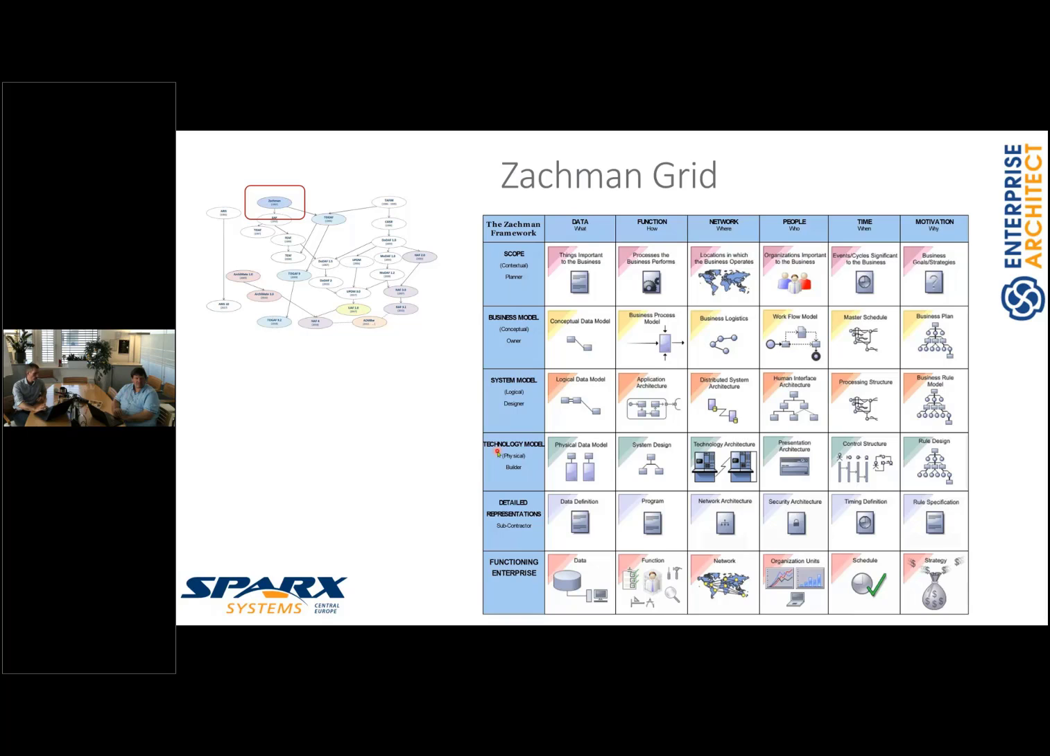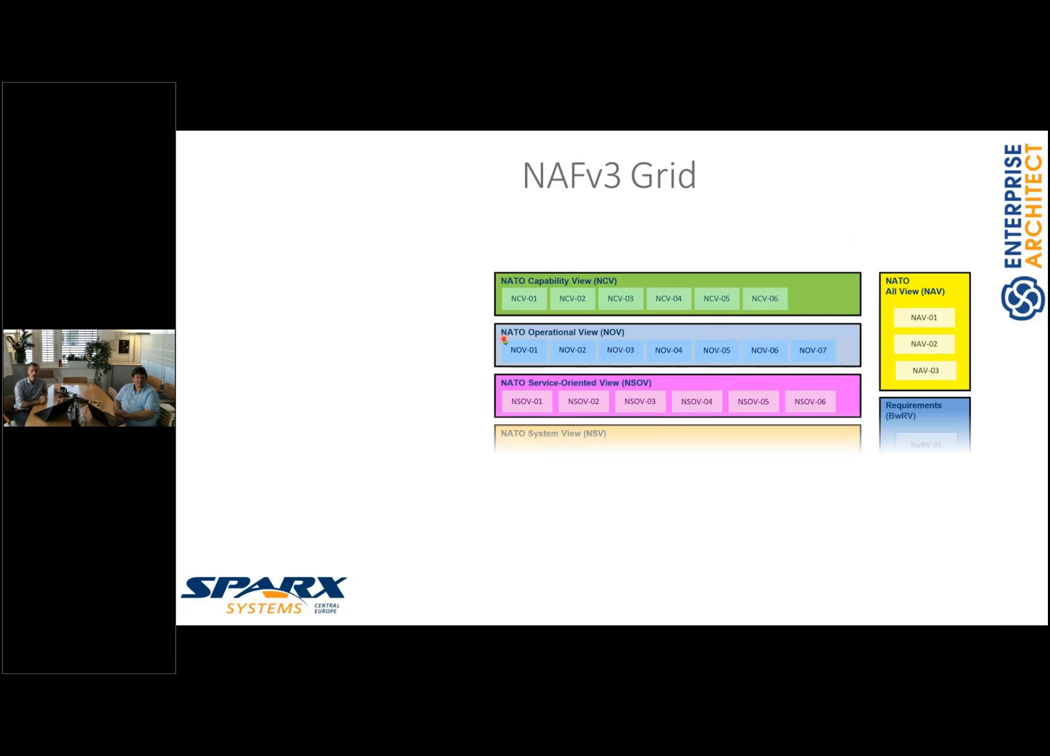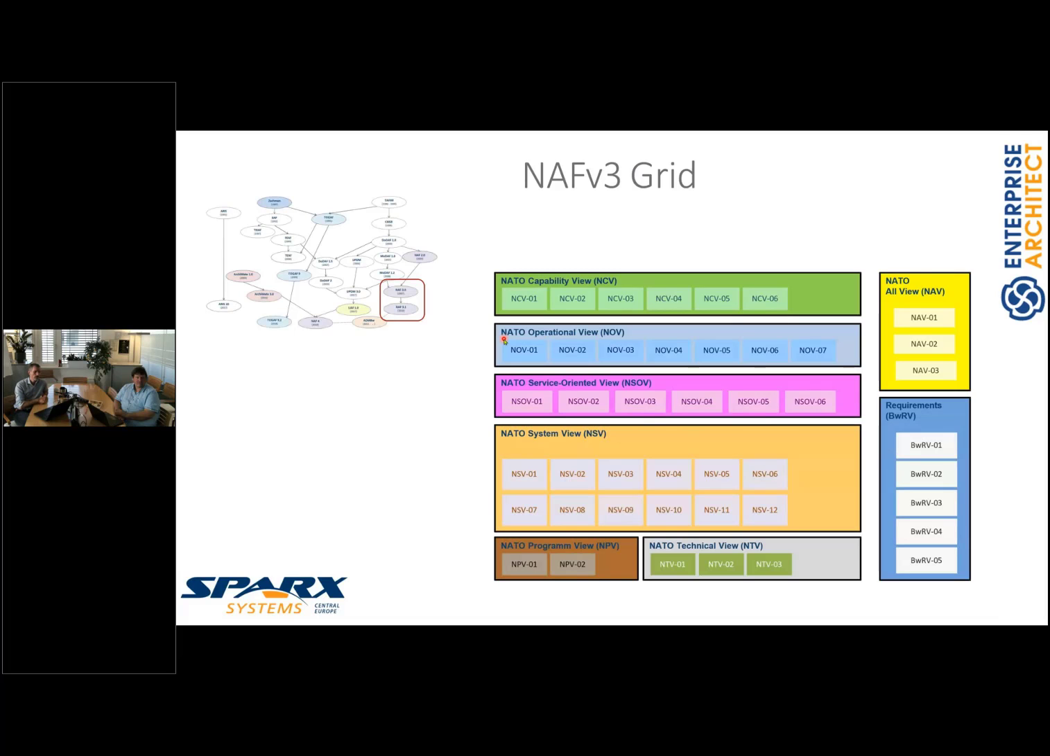So this was one of the first frameworks which exists, and all the others are based on this, more or less. Here, another framework, the MODAF and DODAF. Here we are already in this part of the history. Again, we have the rows and also columns, but not as structured as the newer frameworks. The predecessor of the NATO Architecture Framework 4.0 is NAF 3, which also has more or less similar viewpoints, but a little bit differently structured.